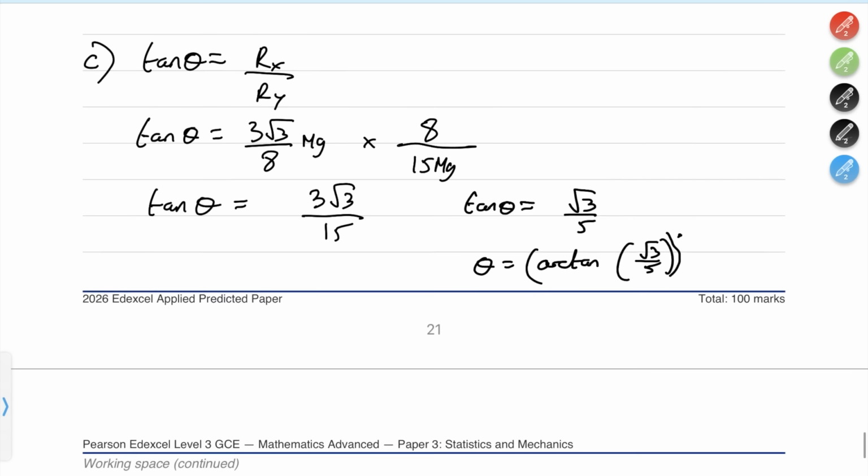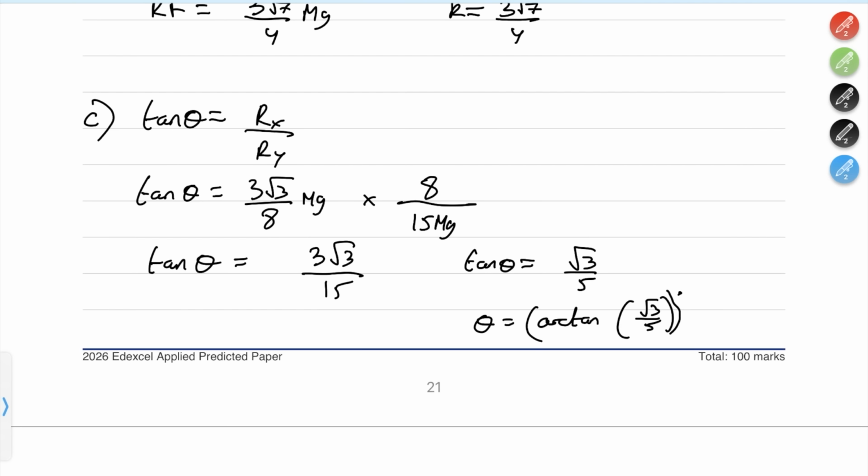So that is the last question of this paper, and I hope this was useful. Again, I apologize for a couple of the errors that were in this paper, some of the incorrect mark allocations and some of the wording of the questions that could be improved on. So again, I'm sorry for that. I do try my best. Obviously, I'm not an official Edexcel examiner, so maybe I'll make a couple of slip-ups. But nonetheless, I hope this was useful.